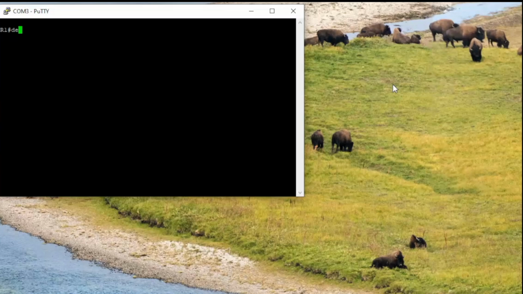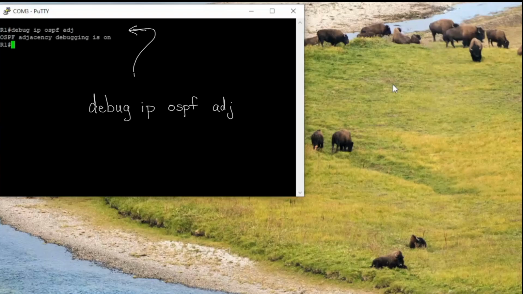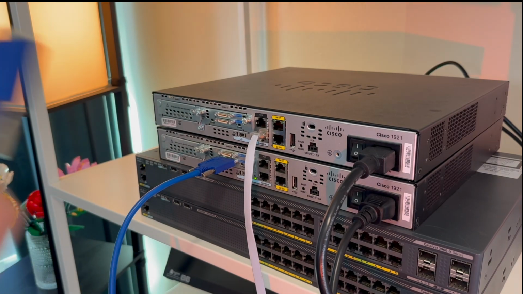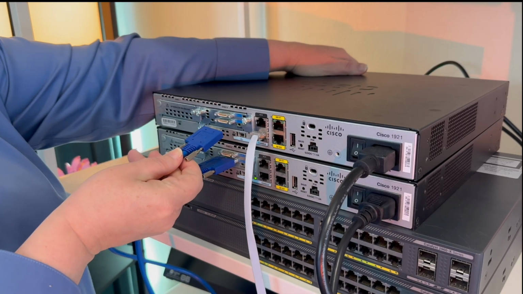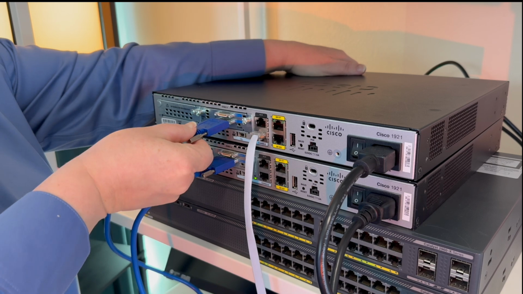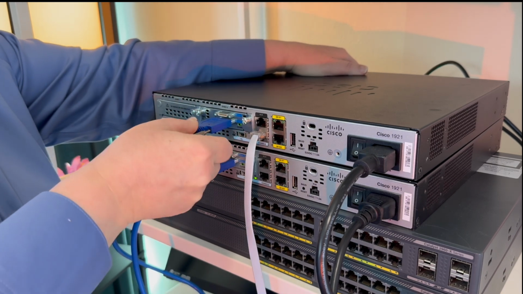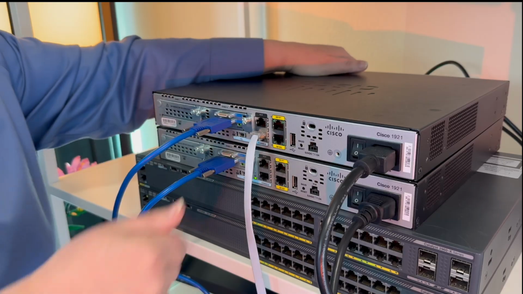I'm going to start by entering the command debug ip ospf adj. I'm using a shortcut here for the word adjacency. And notice nothing happens yet. That's because even though OSPF is configured, one of my interfaces is down because I unplugged it from the router. To force OSPF to walk through the states and show them in the debug output, I'll just plug that serial cable back in, and this will cause OSPF to restart the adjacency process.